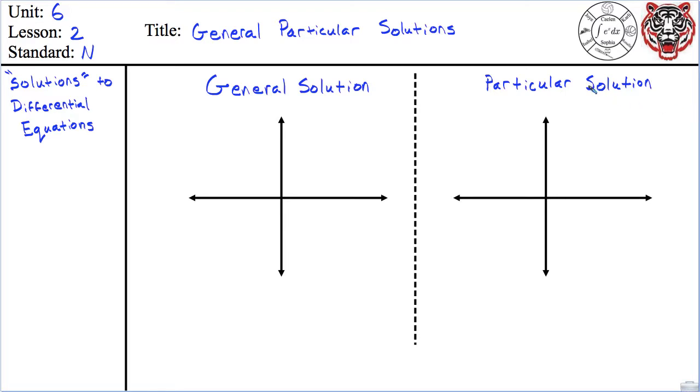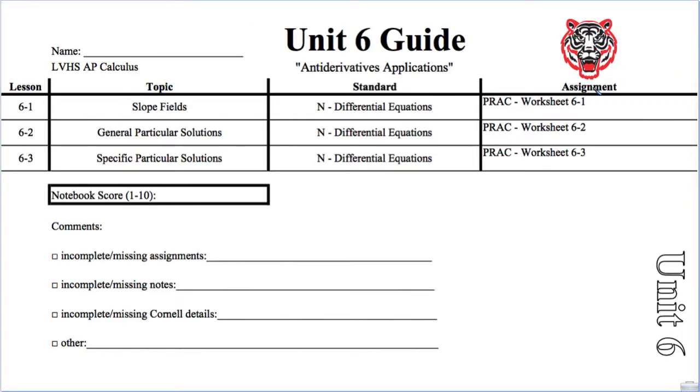This is AP Calculus, lesson 6-2. We're talking about general and particular solutions. Where are we in our unit guide? So we are halfway done because we're on the second lesson, 6-2. We're still on standard and differential equations.